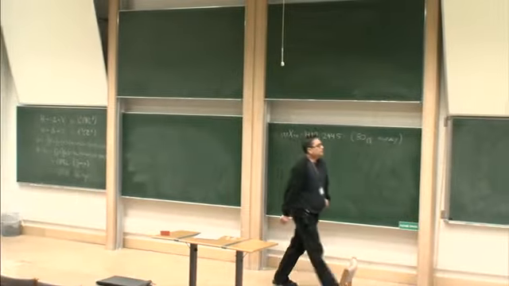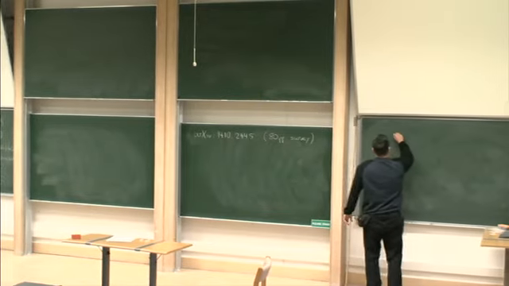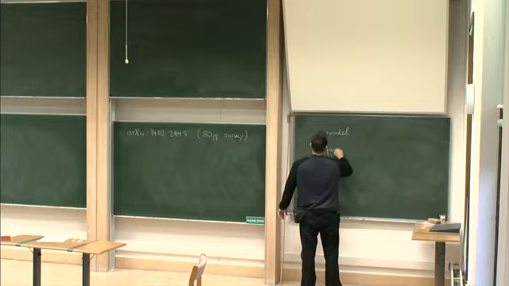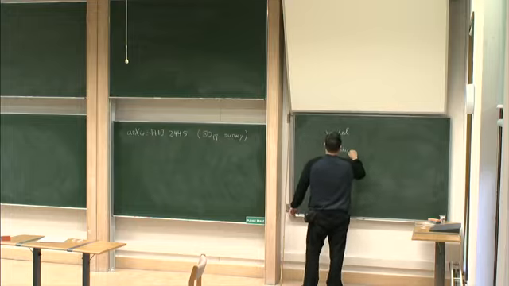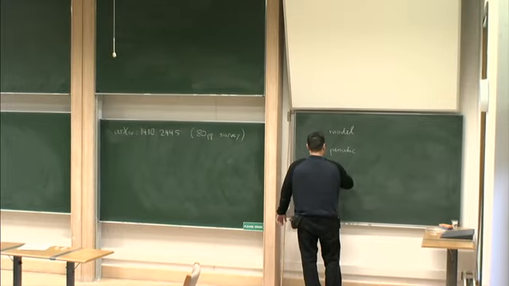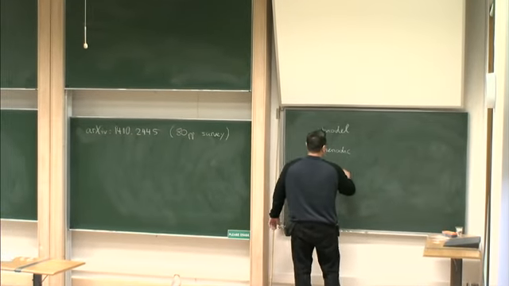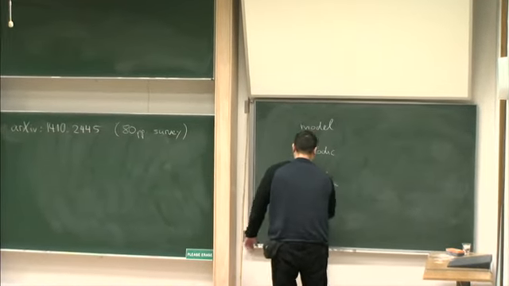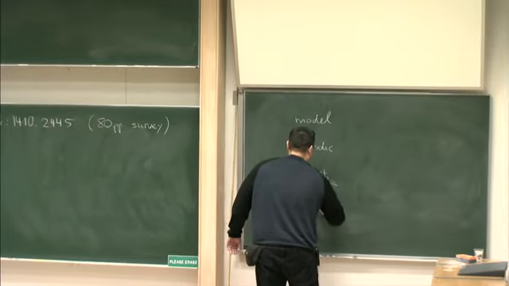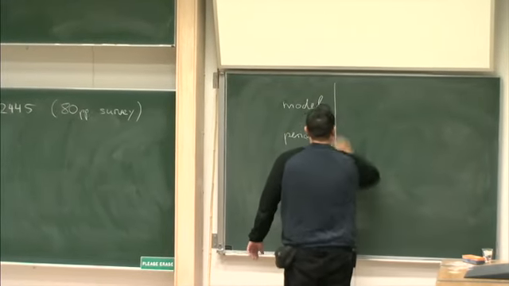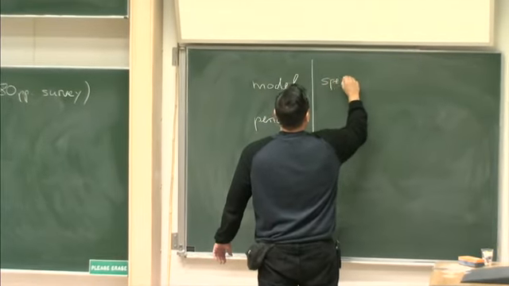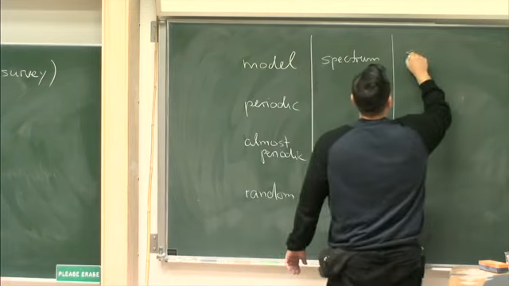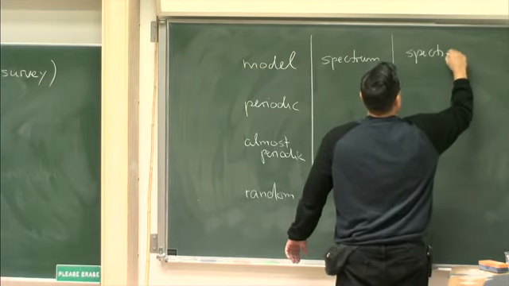All right. So yesterday I discussed these primary examples. So periodic, well, almost periodic, and random. And I actually didn't get very far. I discussed the spectrum of the corresponding operators. And I also wanted to say something about spectral measures and then ran out of time.